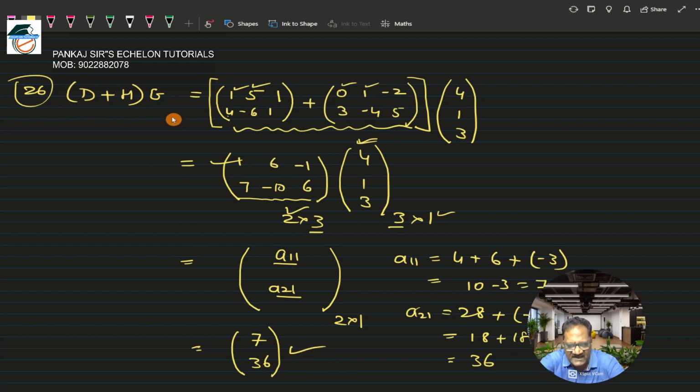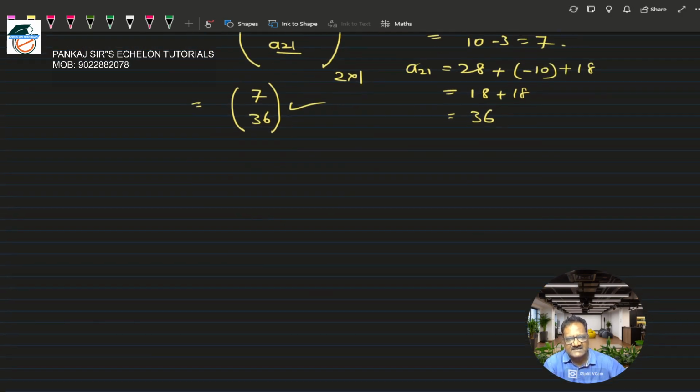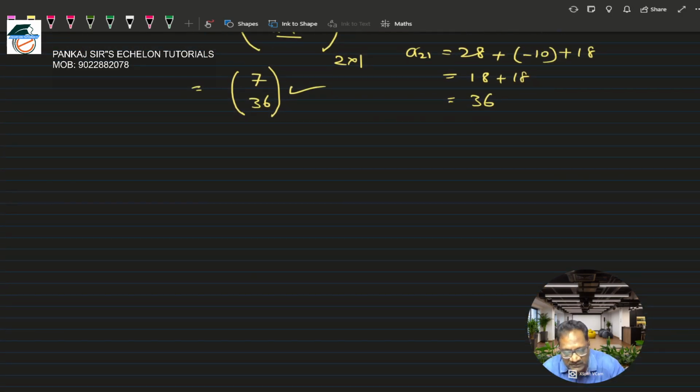Now let me check the answer at the back and see whether it is correct or not. The answer for the 26th is 7 and 36, which is absolutely correct. So that was question number 26. Let us move on to question number 27.